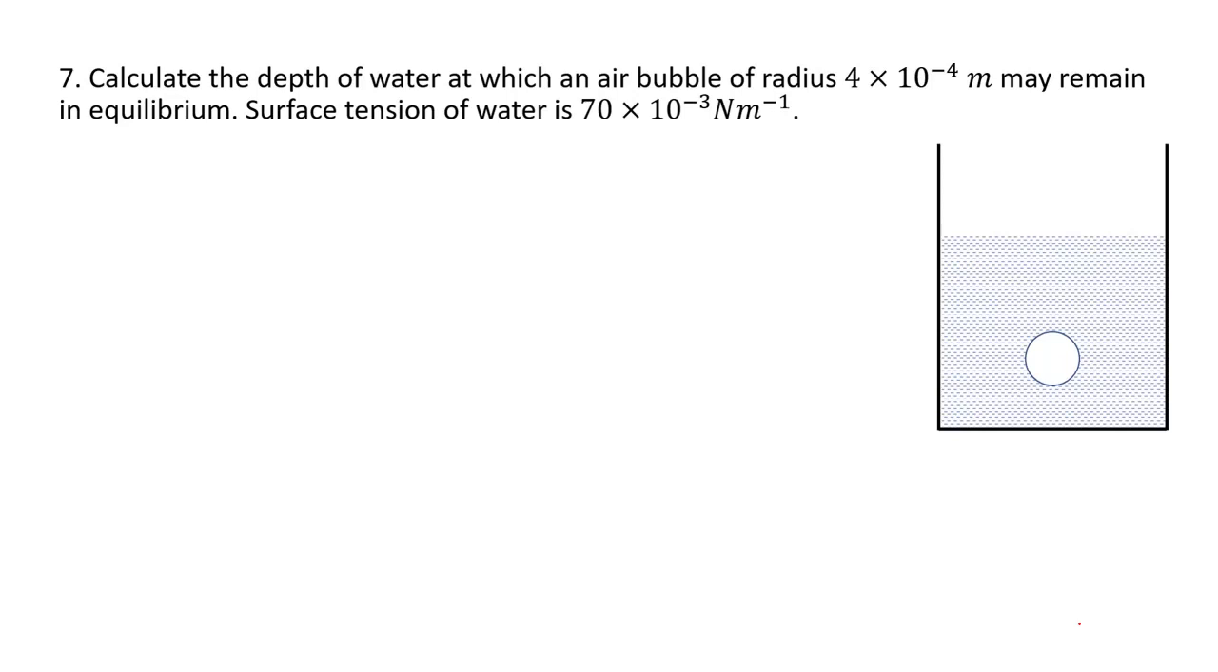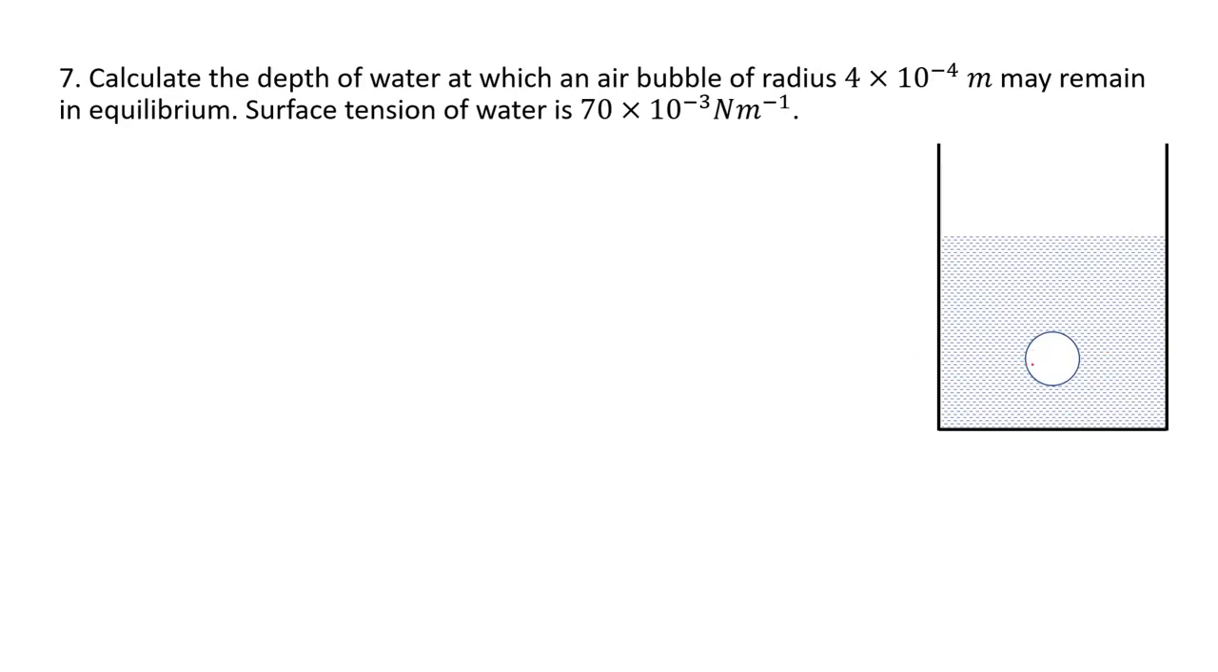Calculate the depth of the water at which an air bubble of radius 4 into 10 to the power negative 4 meter may remain in equilibrium. The surface tension of the water is given as 70 into 10 to the power negative 3 Newton per meter. So, what are we asked to find? We are asked to find the depth at which the air bubble will be in equilibrium.